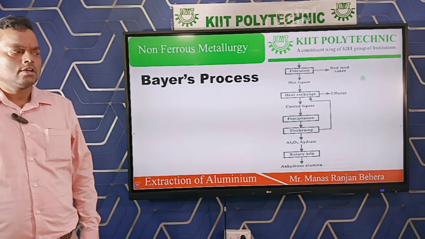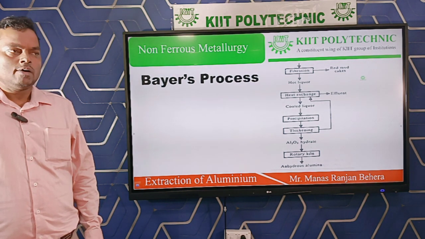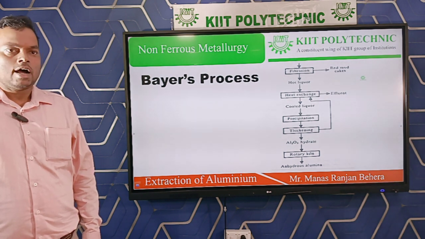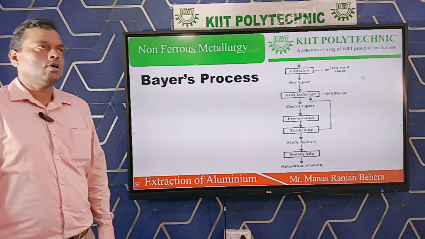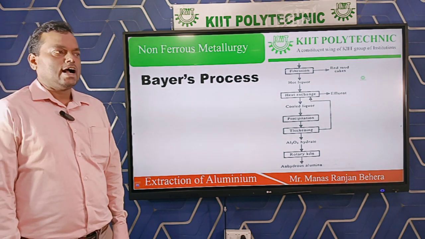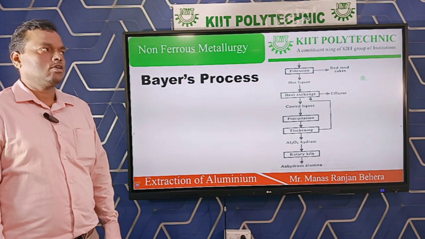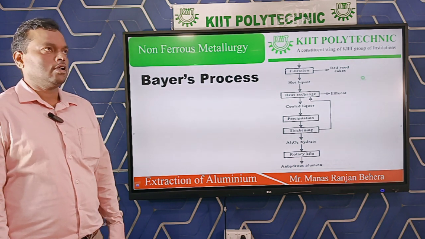So how will we get it? First we will fill up the tank with cryolite. After that we will add alumina to the tank, and that tank consists of many things. Now I will discuss the requirements of the Hall-Héroult process.